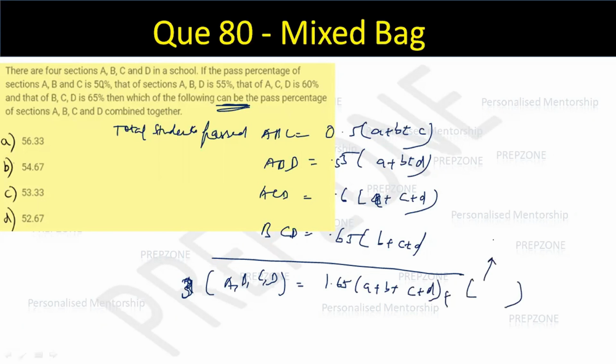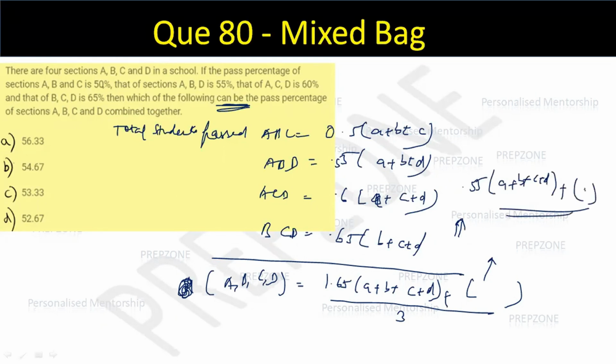It is 0.05 A plus 0.1 C plus 0.15 D. So some number will basically come here. And then we divide it by 3. Why are we dividing it by 3? Because what is asked is the passing percentage of A, B, C, D. So this would come out to be 0.55 of A plus B plus C plus D plus something. And there will be some number here, right?